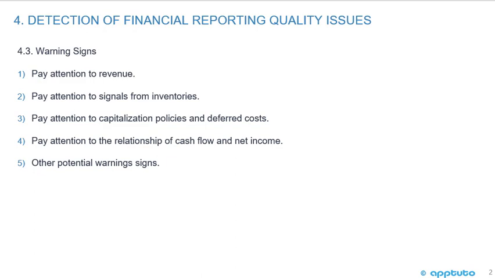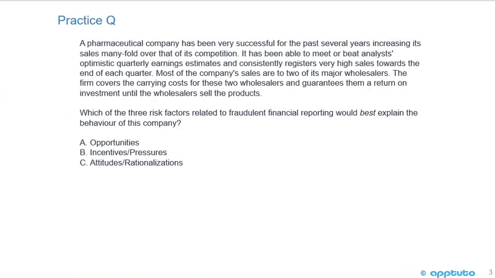Two, pay attention to signals from inventories. Three, pay attention to capitalization policies and deferred costs. Four, pay attention to the relationship of cash flows and net income. And finally, five, look for other potential warning signs. So, a quick practice question.